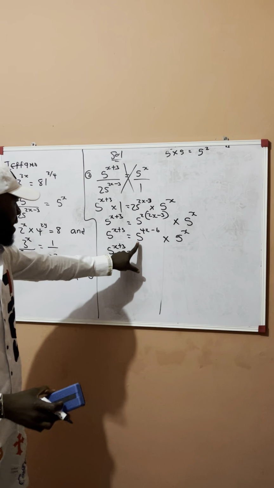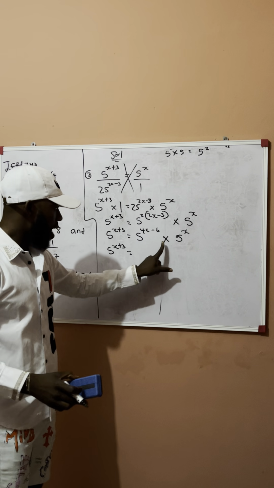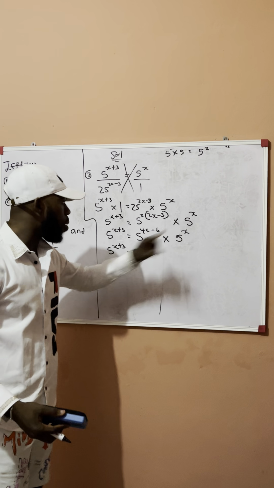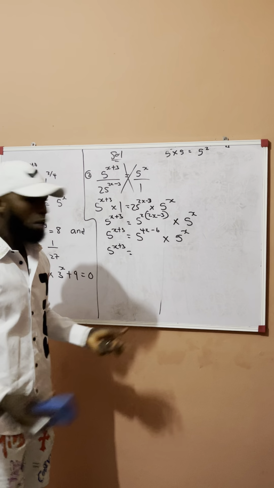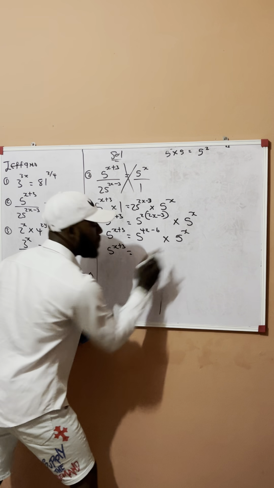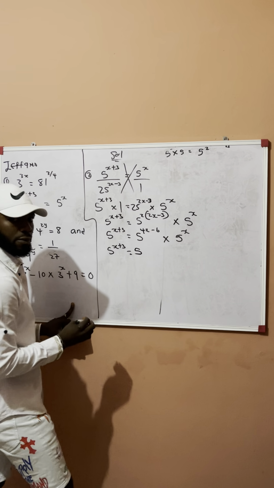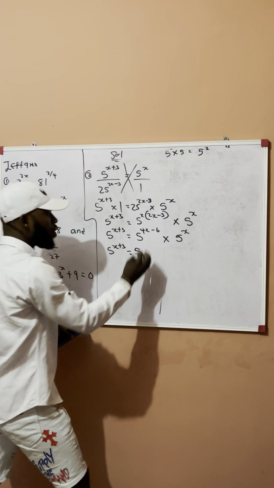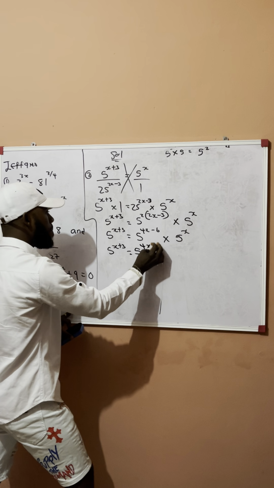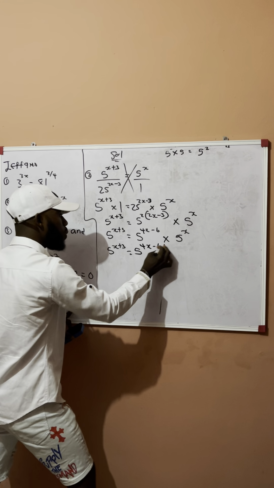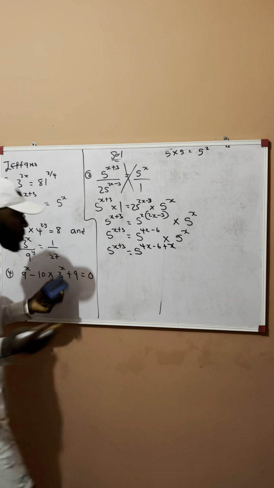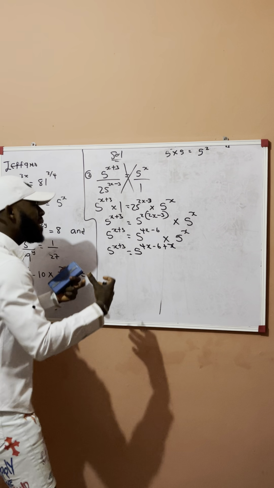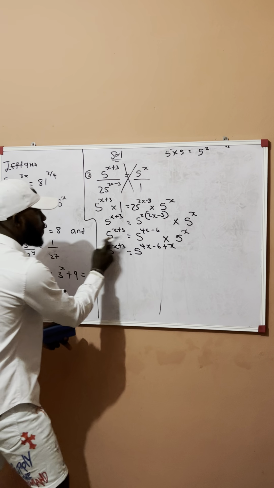You will notice that the base now is 5 and the base is 5. And what sign is separating them? Times. Now it is possible for times to become plus because the bases are the same. So what do I do? I pick one of the bases, 5. Then what do I do to the powers? I will add because times becomes plus. So here becomes 4x minus 6. Then times becomes plus. And what do we have here? Plus x.